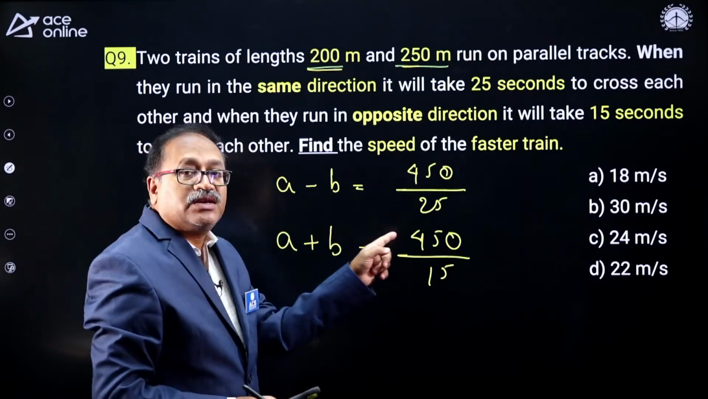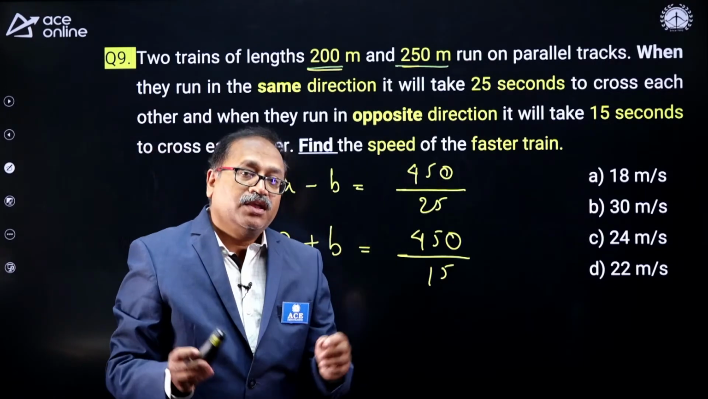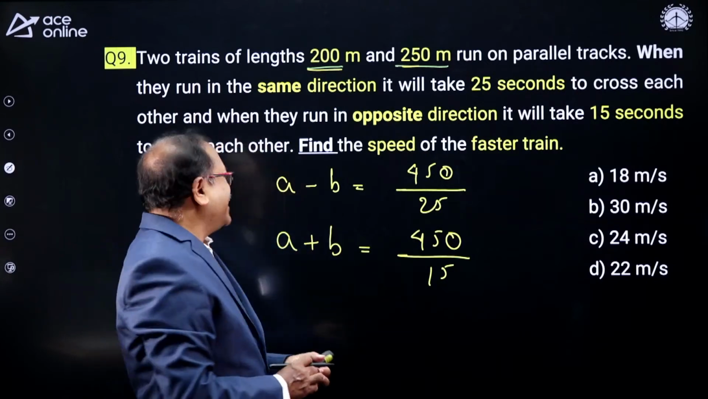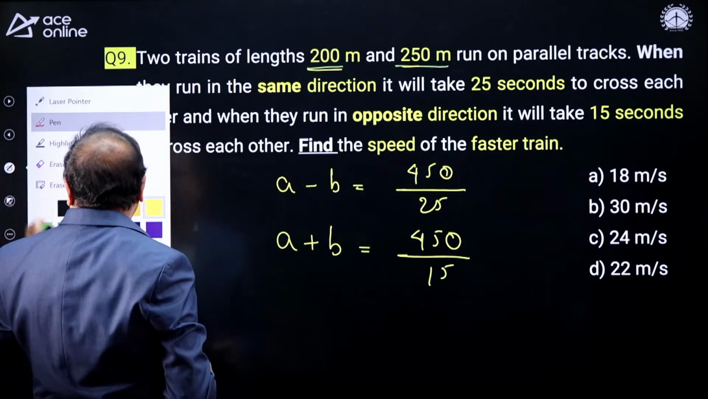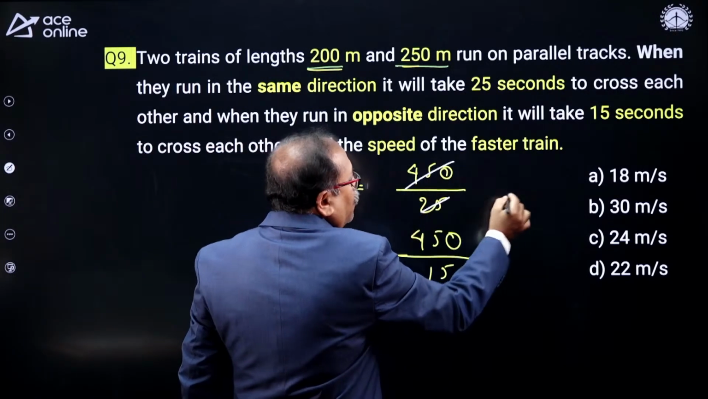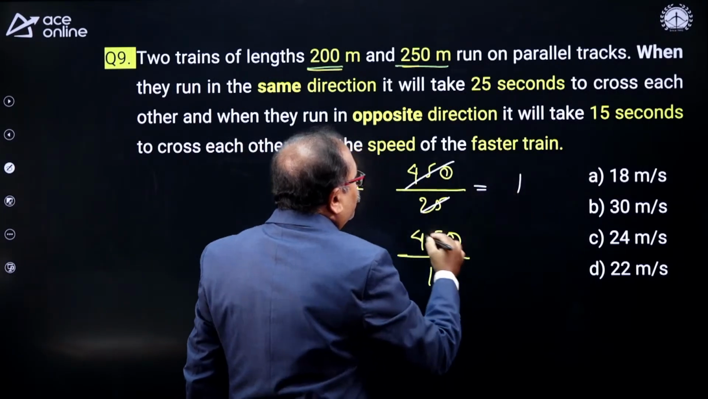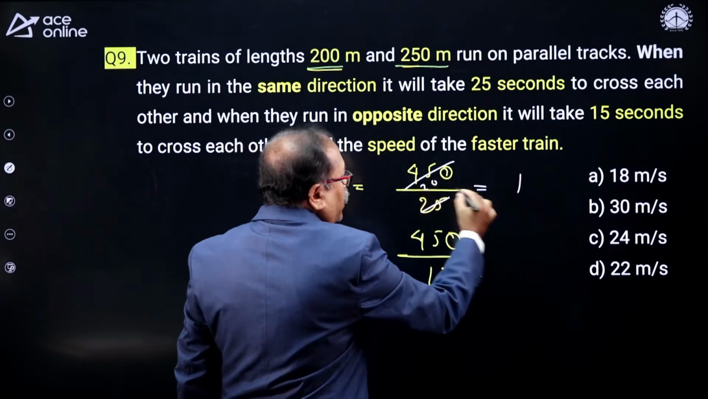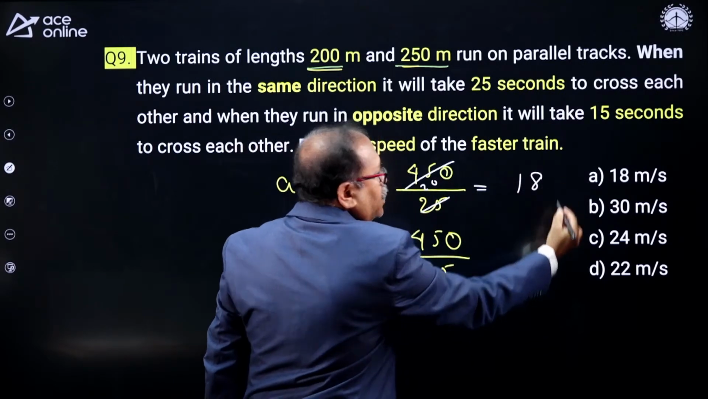A is the speed of the faster train and B is the speed of the slower train. Let's answer it now. Come on, my friends. So here I notice that it gets cancelled how many times? So 50 and then 12, and this is 8 times 18.